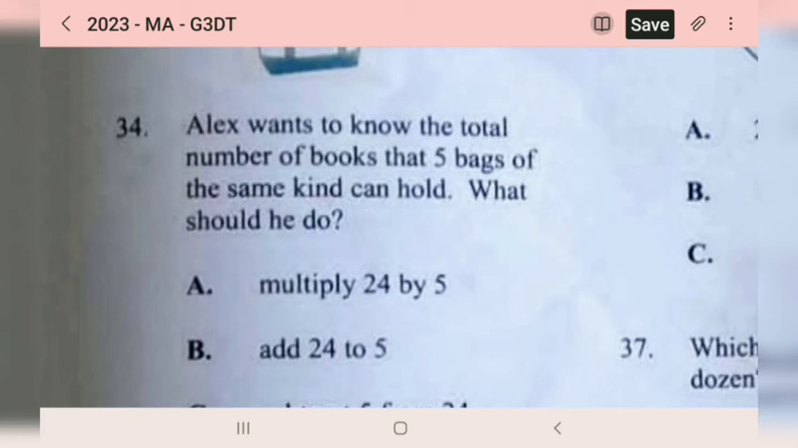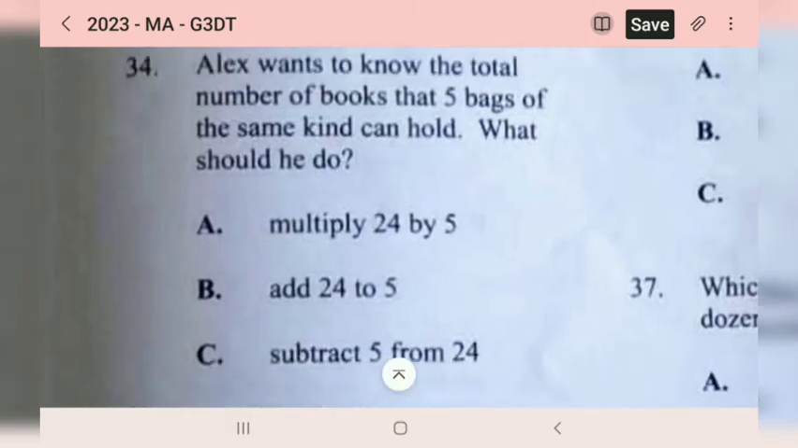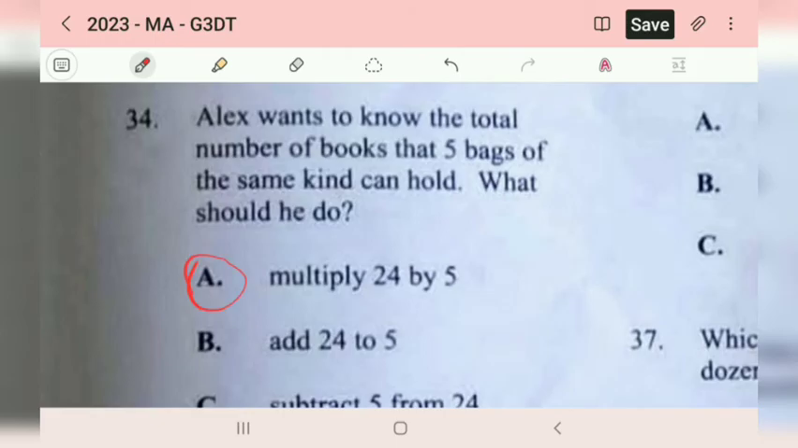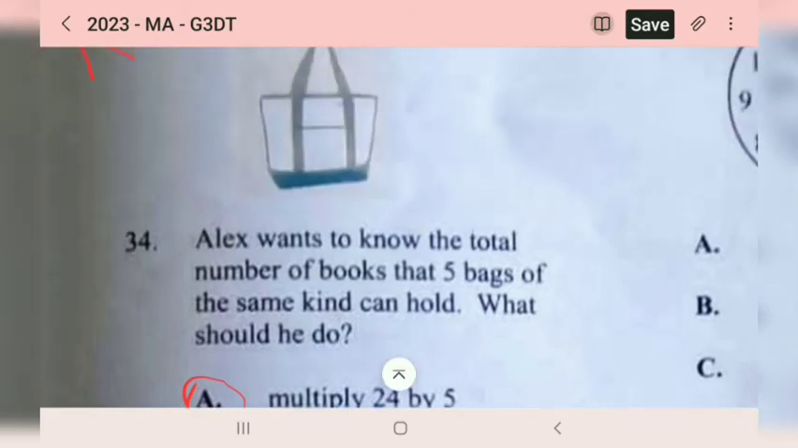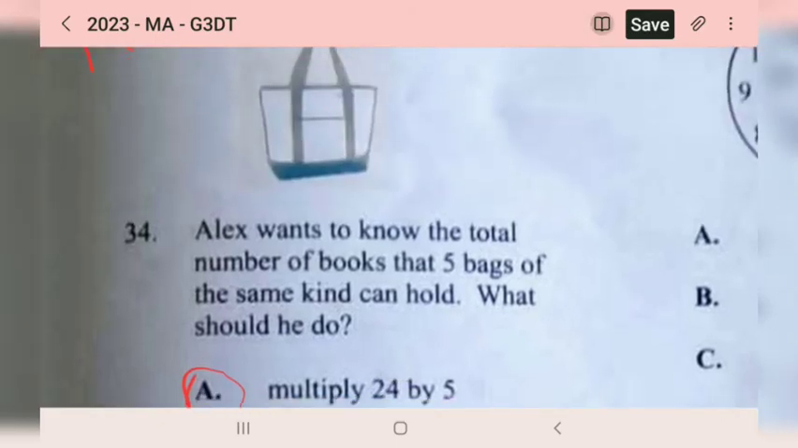What should he do? Should he multiply 24 by 5? Which is like multiplying a bag by 5 bags, because that's what he wants. B says he should add 24 to 5. C says he should subtract 24 from 5. He's going to multiply this one bag, which is 24 times 5, to get what 5 bags can hold.